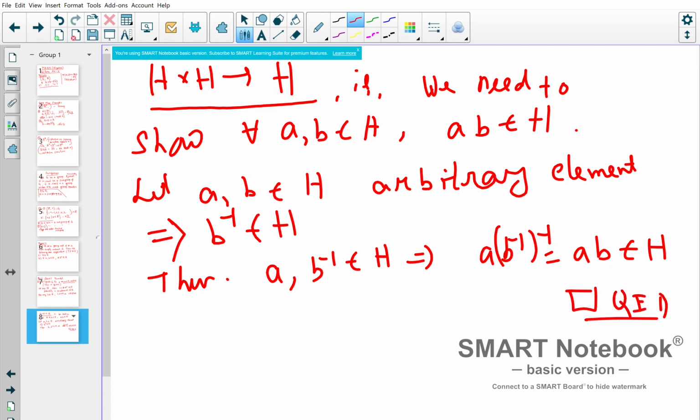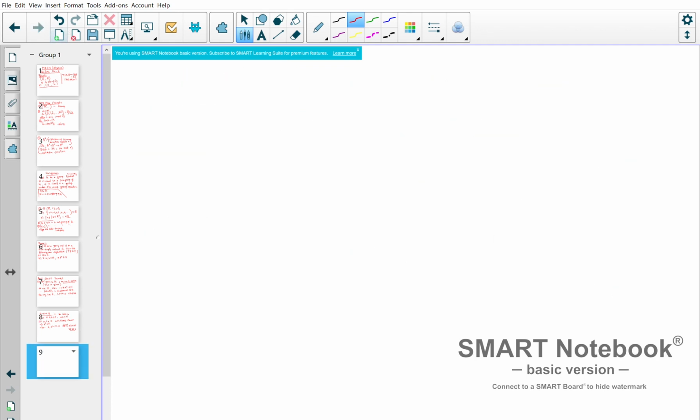This completes the proof. Okay, so if we have this property, that a non-empty subset H satisfies the property that whenever two elements A and B are elements of H, then A B inverse is also an element of H, then you are done. Then this is a proof.